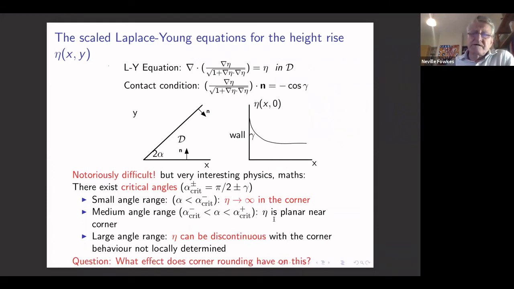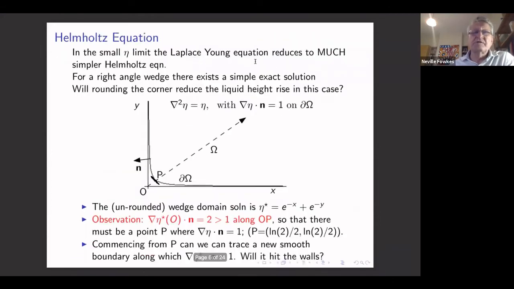So it's a very, very difficult problem. And remember, what we're interested in is we want to know what's going to happen if you round that corner there. Is that going to affect things? Well, there's a simpler problem. If the displacement eta of the surface is relatively small, then this Laplace-Young equation reduces to the Helmholtz equation. And there it is there.